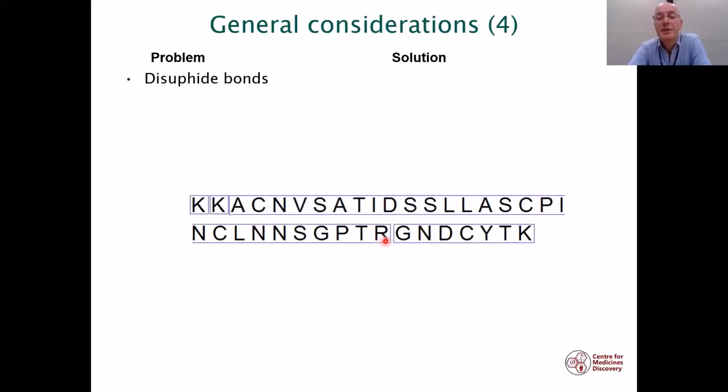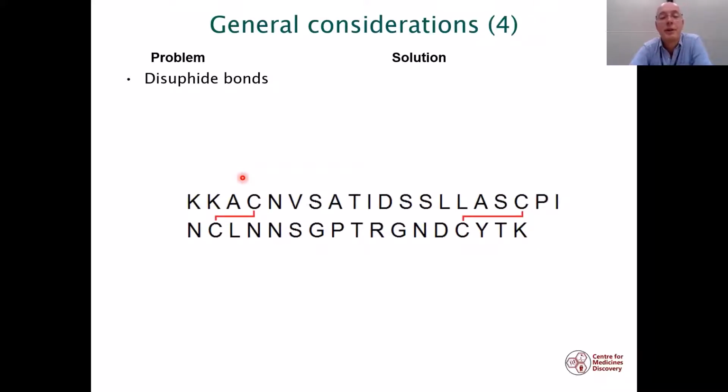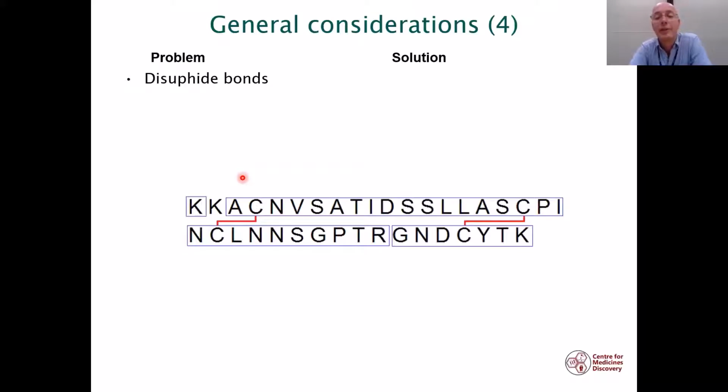If we digested that, it would generate these two peptides and these two single arginine residues. However, we have some cysteines in this sequence, and if those cysteines are disulfide bonded, that digestion will look different. It will now look like this. So instead of having two peptides, we actually have a single peptide joined by two disulfide bridges.